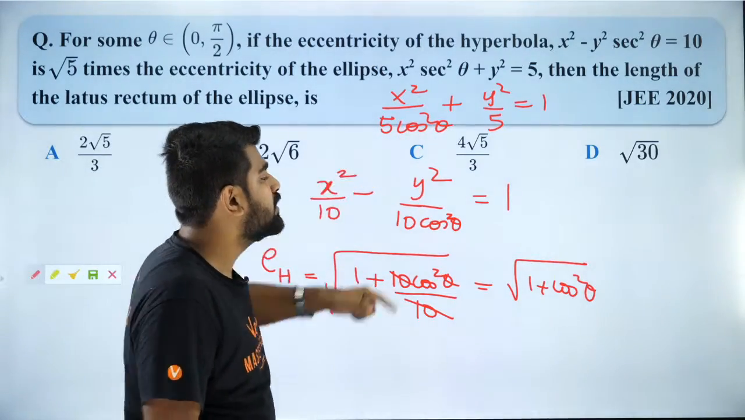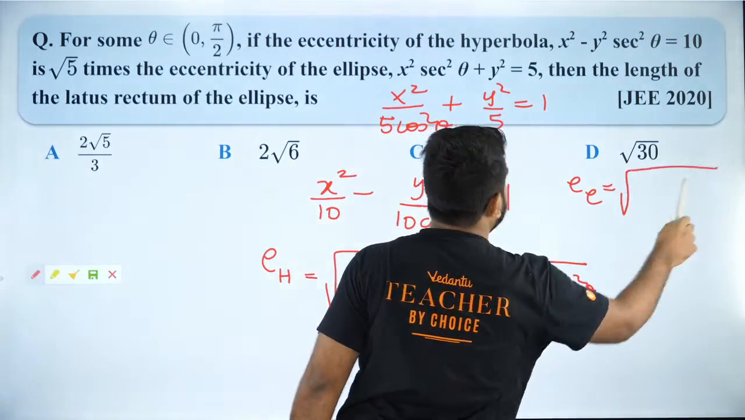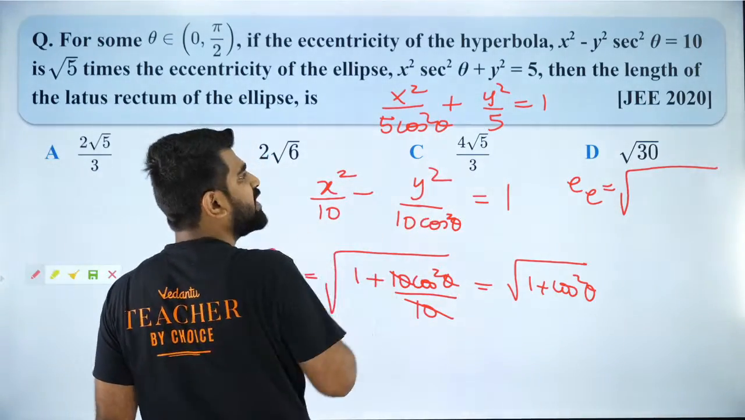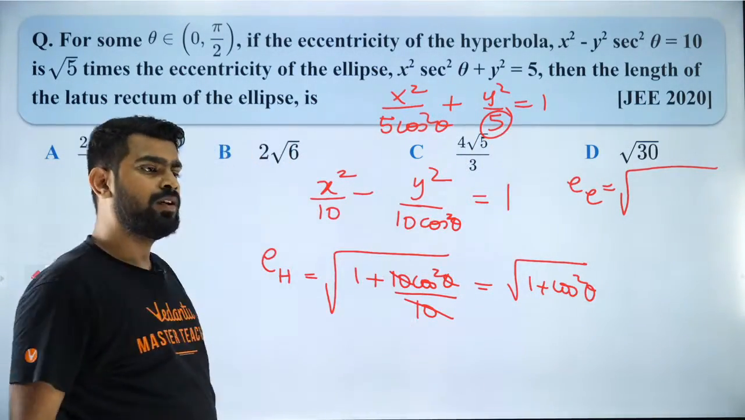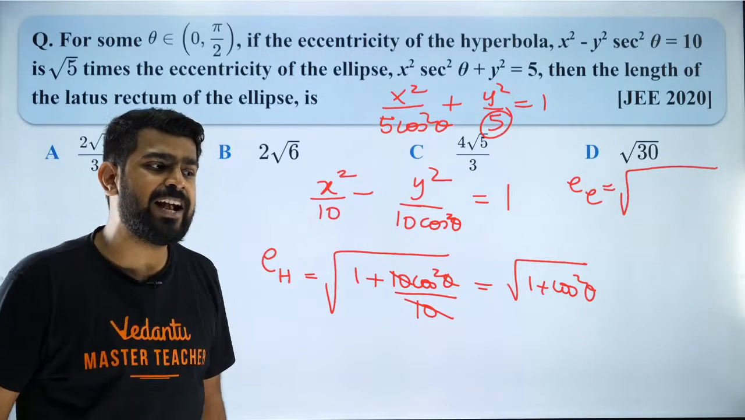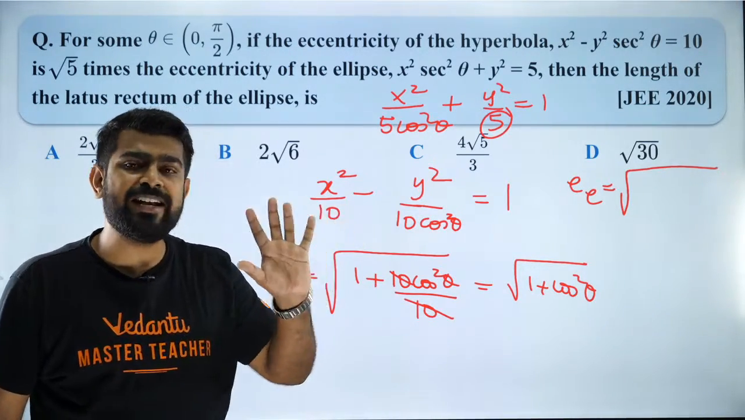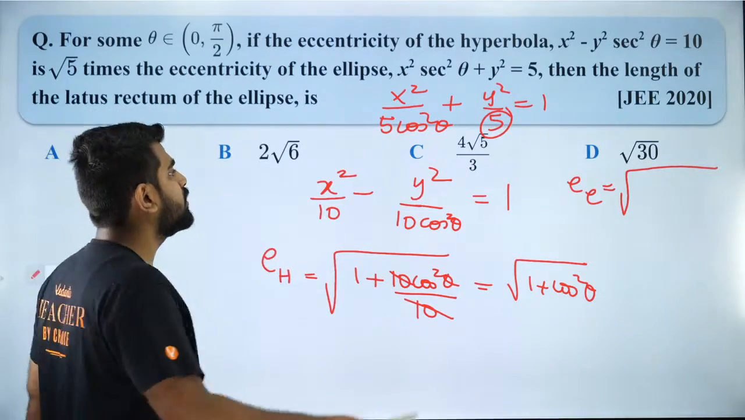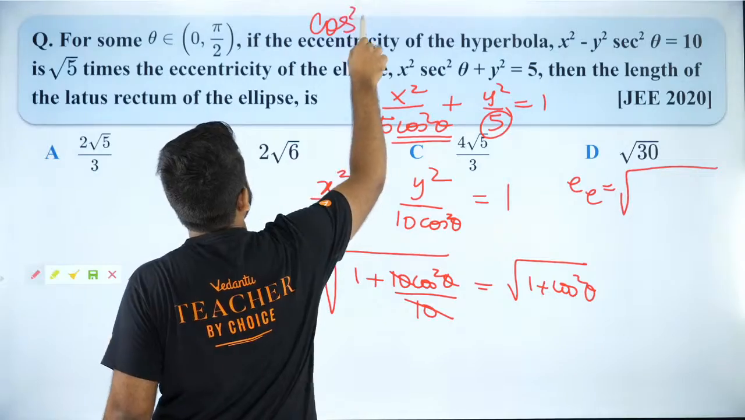But for ellipse, the eccentricity formula will change. It will change depending on which is greater. Now, which is greater? Can you all tell me? Do you all agree 5 is greater? Do you all agree that 5 is greater? Yes, everybody. I'm sure everybody is understanding that because cos square theta will always be lesser than 1.